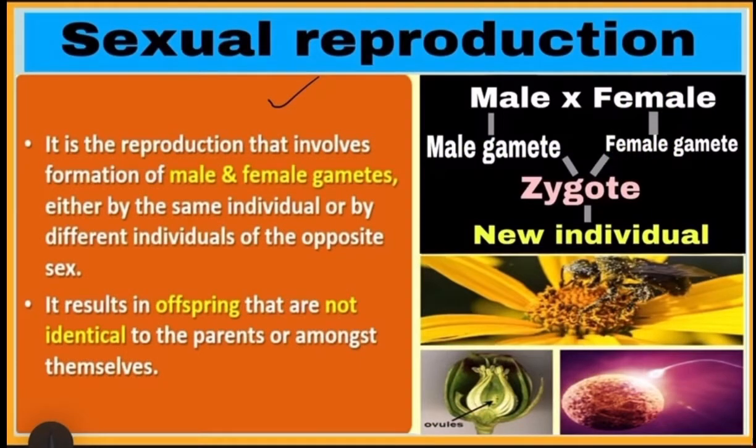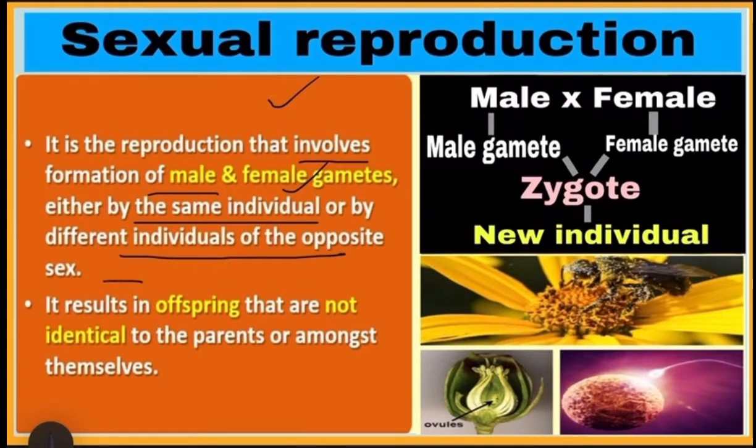Let us now start with sexual reproduction. It is the reproduction that involves the formation of male and female gametes. इसमें male gametes and female gametes बनेंगे. कहाँ से बनेंगे? Either by the same individual. एक ही individual के पास दोनों sex organs present हैं and it can form both male gamete as well as female gamete, or they can be formed from different individuals of the opposite sex.